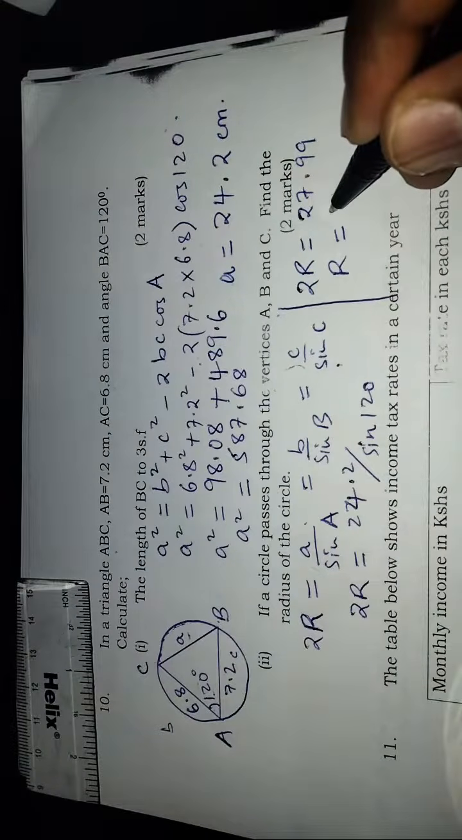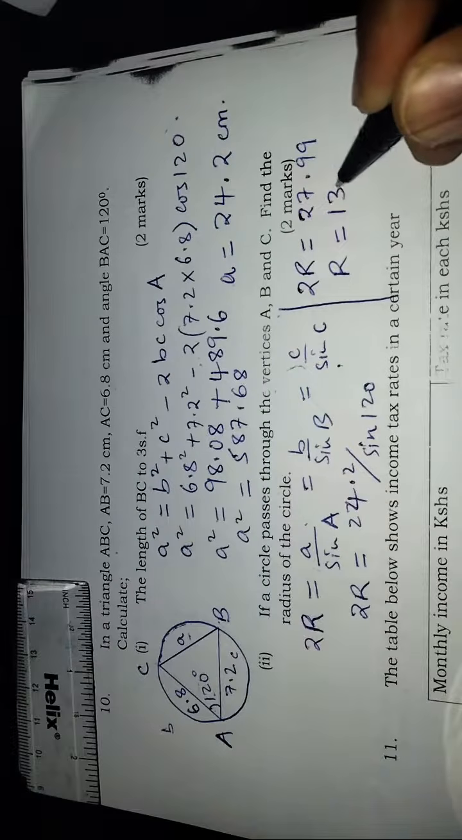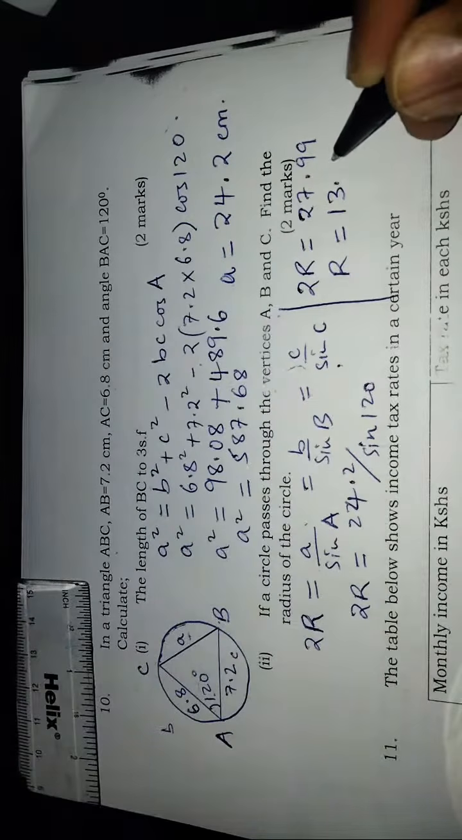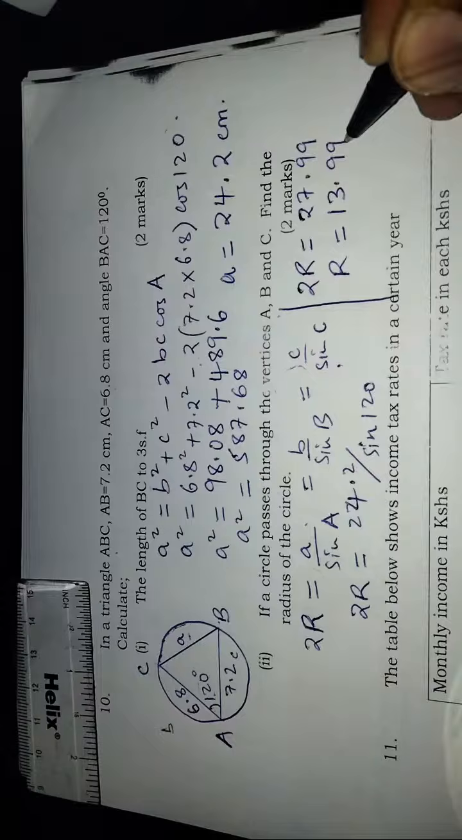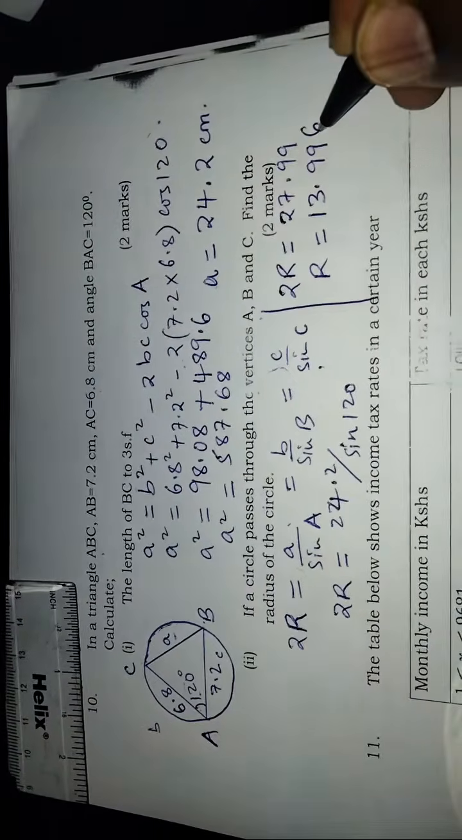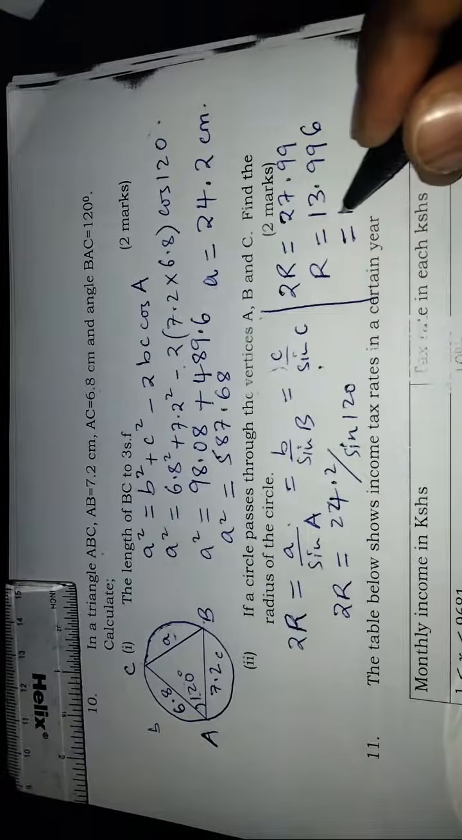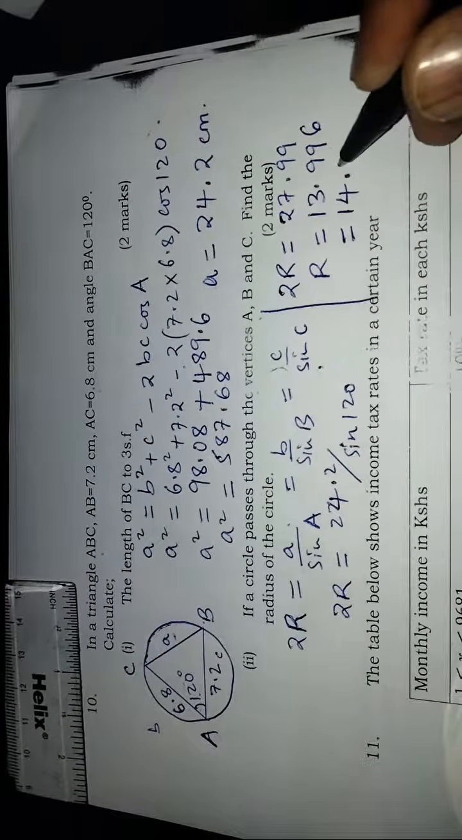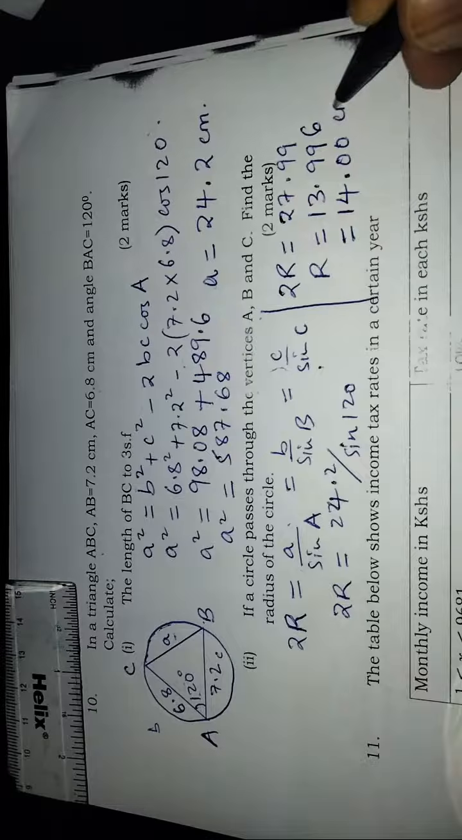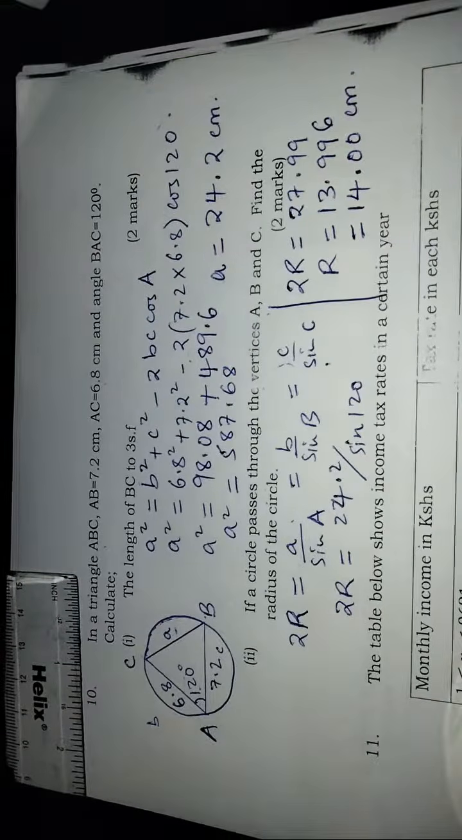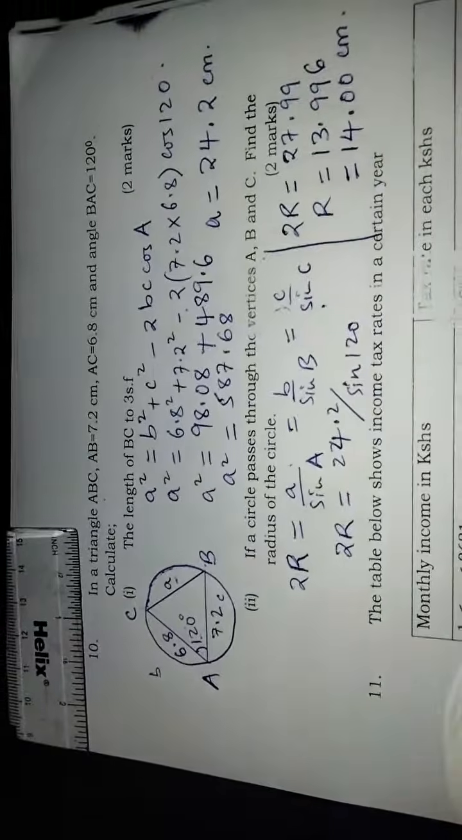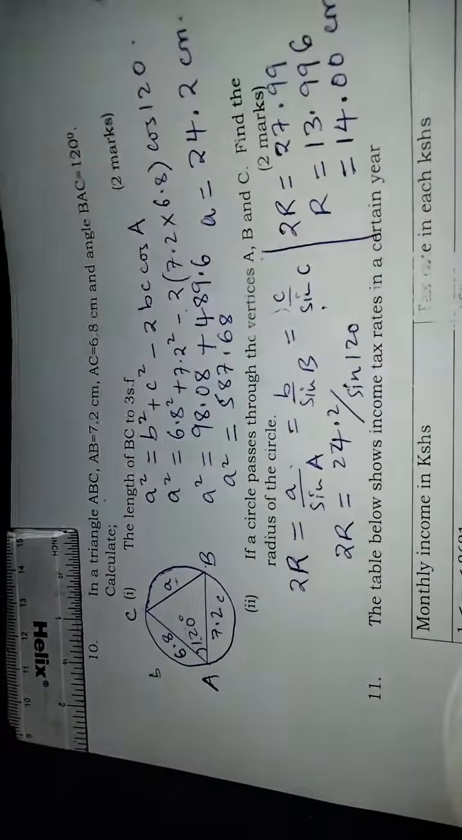13.996, which means in case we make it 4 significant figures, it will be exactly 14.00 centimeters. So that is how we get the radius, by using the sine rule. We can continue to number 11. We are winding up.